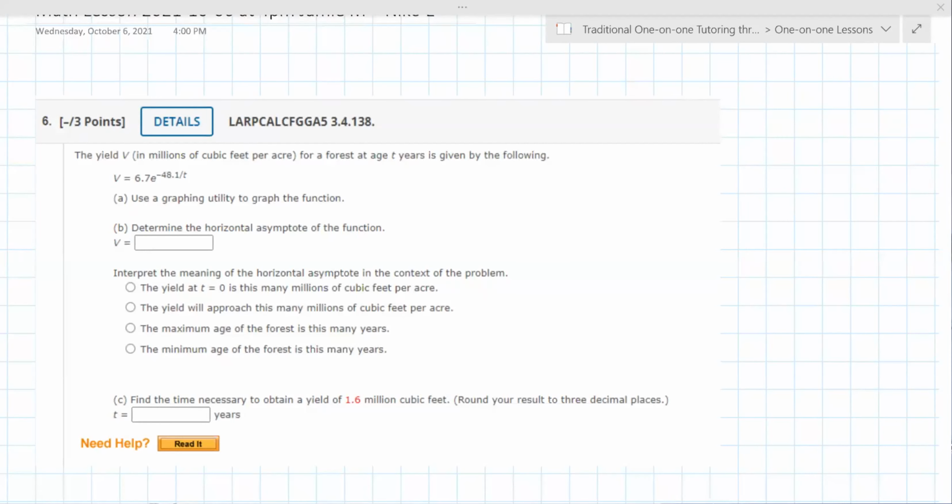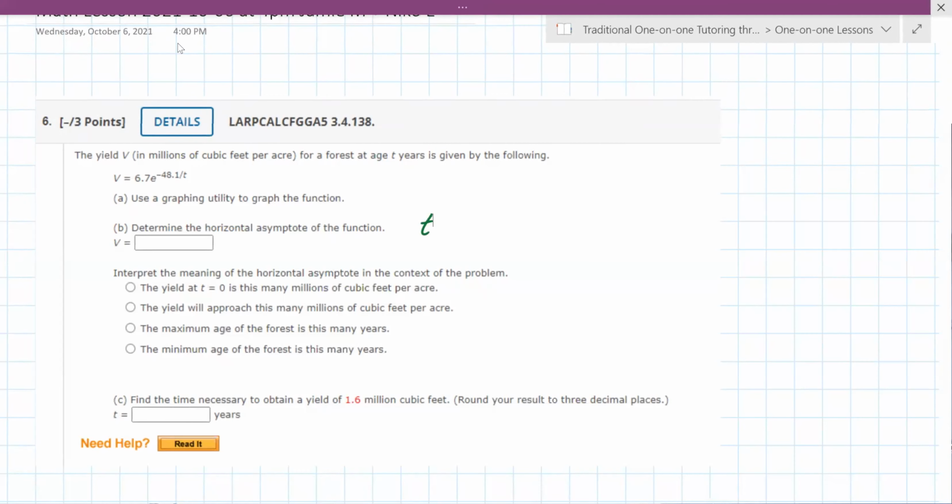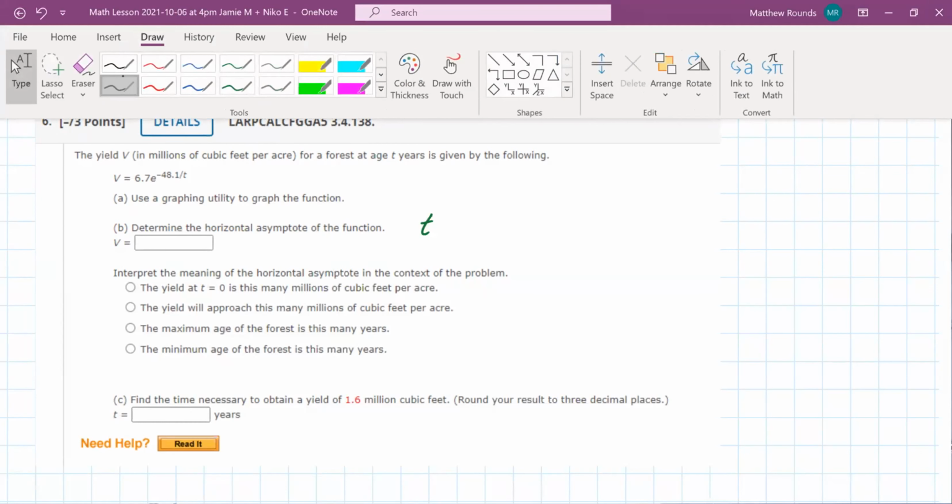The yield V in millions of cubic feet per acre for a forest at age t years is given by the following function. So you're going to graph this function at some point if you want. Determine the horizontal asymptote of the function. So you're trying to figure out, well, what happens when t goes to infinity.